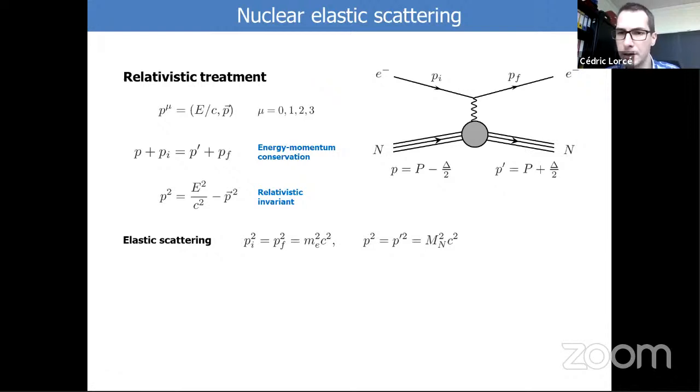So in general, we should respect conservation of energy and momentum. You have a symmetry of the physics under translation in space and time. So this implies that the total energy of the system should be conserved, and the total momentum of the system should be conserved. So written in terms of four-momentum, it just means four-momentum conservation. If you add the initial four-momentum of the electron with that of the proton or the target, it should be the same as the sum of the final electron and the final state nucleon here.